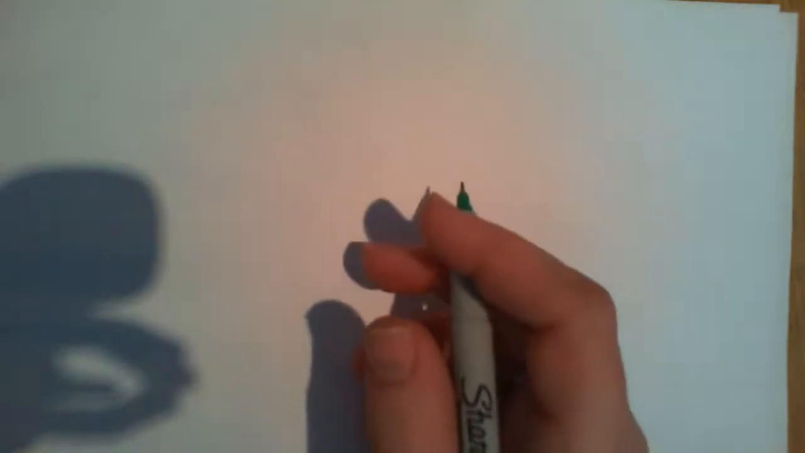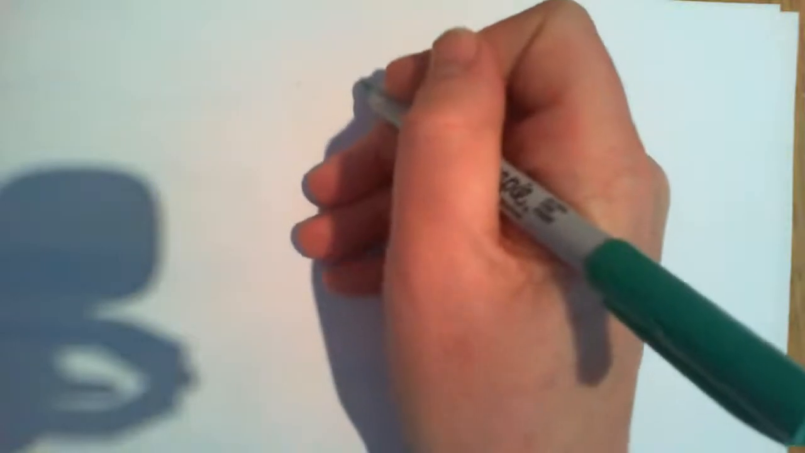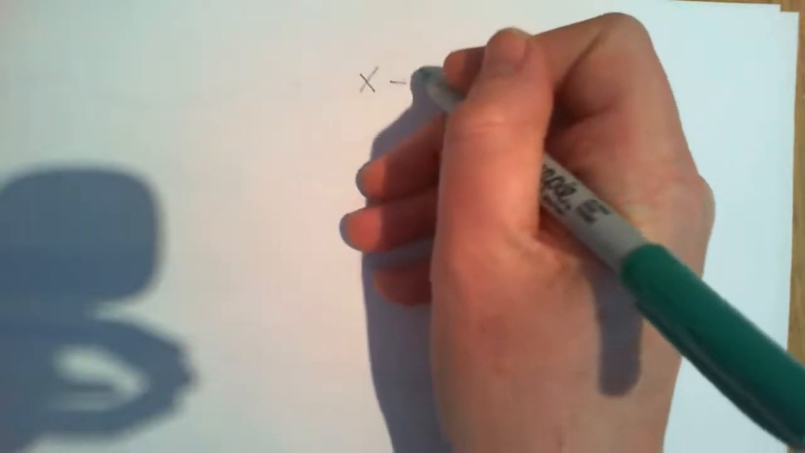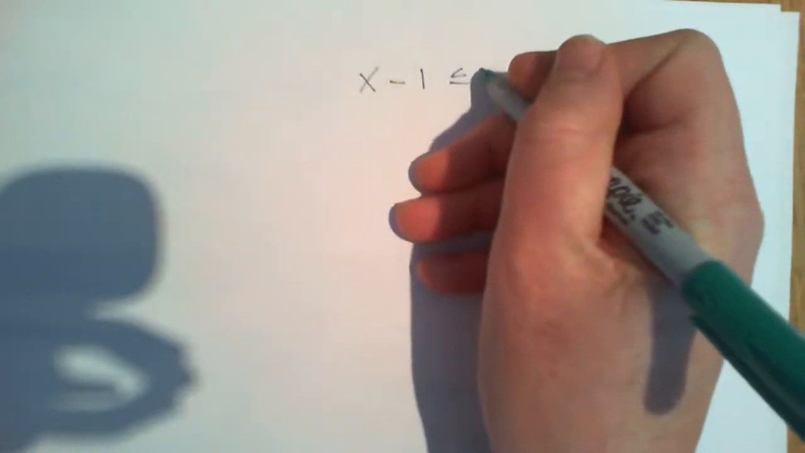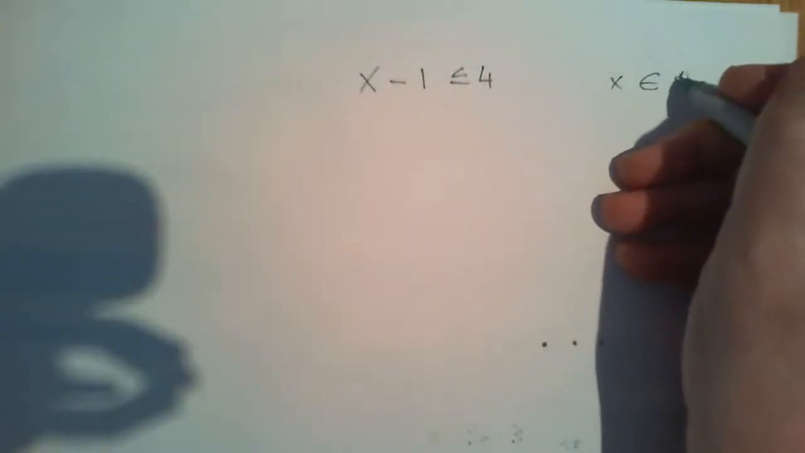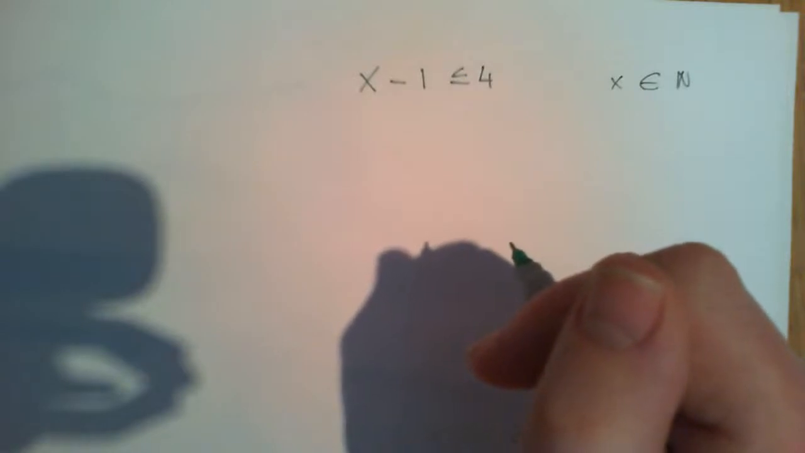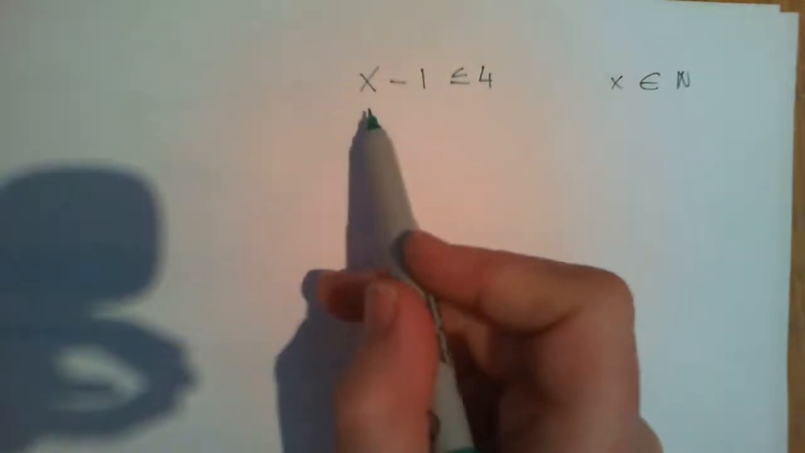So we're going to try another one just to get your head around this idea. Okay, here we'll do another one. We're going to plot on a number line x - 1 ≤ 4, and x is an element of the natural numbers. We go simple again with the natural numbers. Okay, so how do we do it?